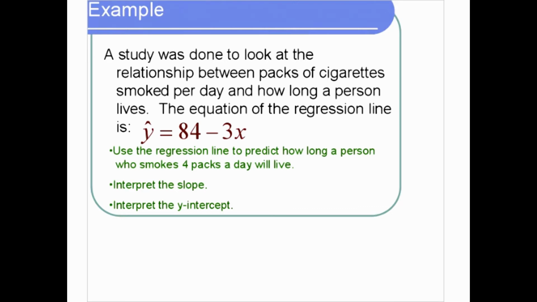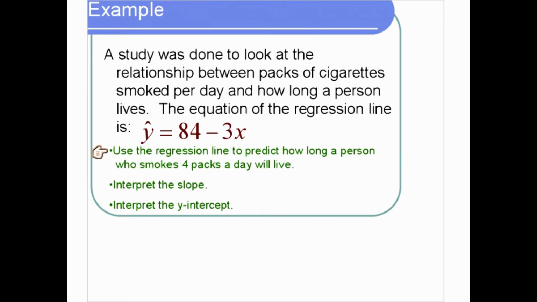In the example I've got, which don't quote me because I made it up, a study was done to look at the relationship between packs of cigarettes smoked per day and how long a person lives. Okay, sounds like a good study to do. The equation of the regression line is y hat equals 84 minus 3x.